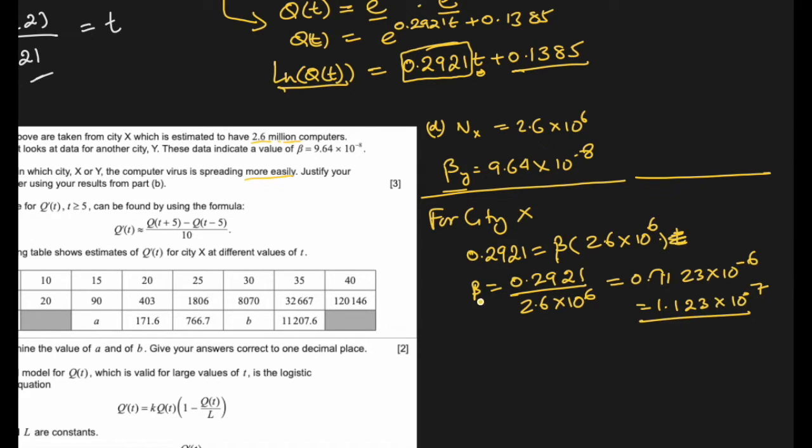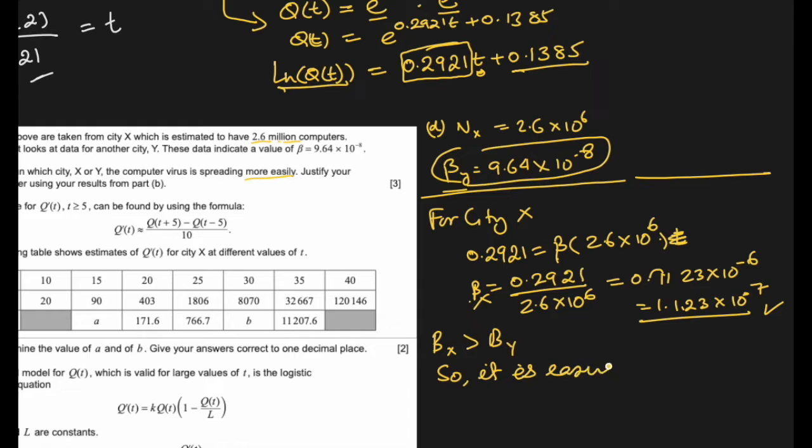And now compare this beta of x with beta of y. Which one is bigger? This one is bigger. Yeah, it is 10 to the power minus 8. This is 10 to the power minus 7. Both are in standard form. So we can say that beta x is greater than beta y. So it is easier to spread in CTX because its beta value is greater.